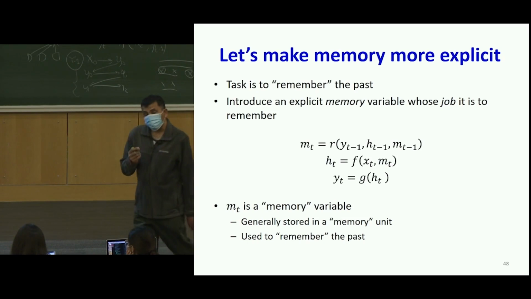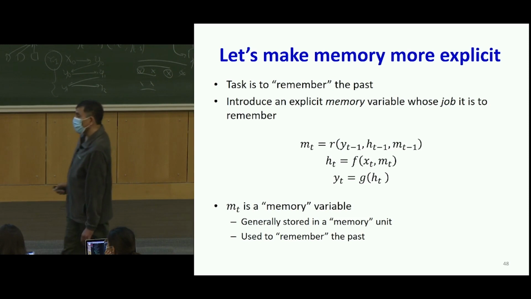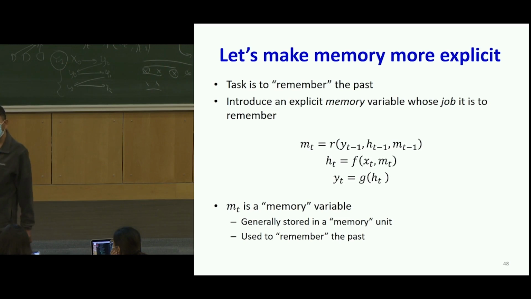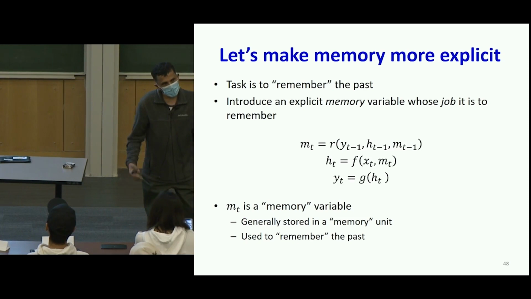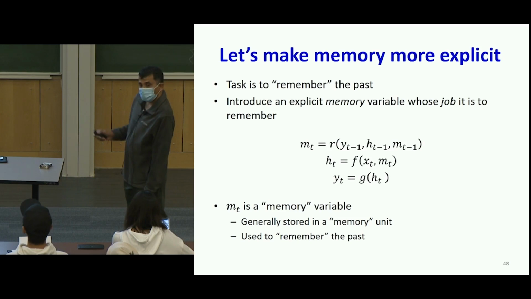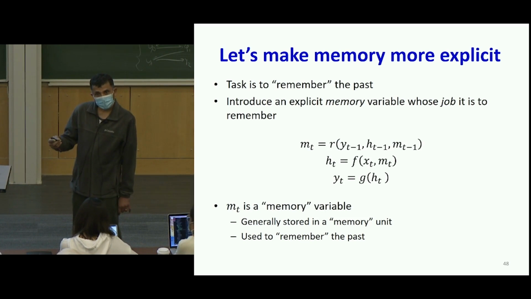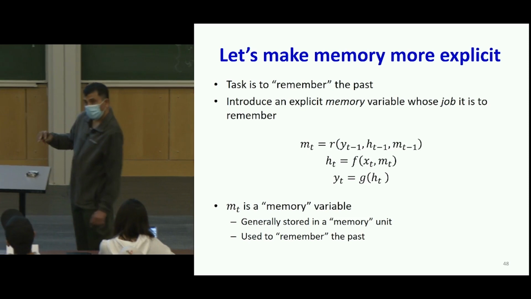So if I want to make the memory more explicit, what I can do is introduce a memory unit. There's one component of the network whose only job is to store some information about the history. Now, the memory that I store at any time clearly depends on the previous outputs, depends on whatever is happening in the network at the current time and the previous time, but also depends on previous memory, right? Memory has to be retained. So m of t is going to be some function of m of t minus 1 and the rest of the variables in the network.